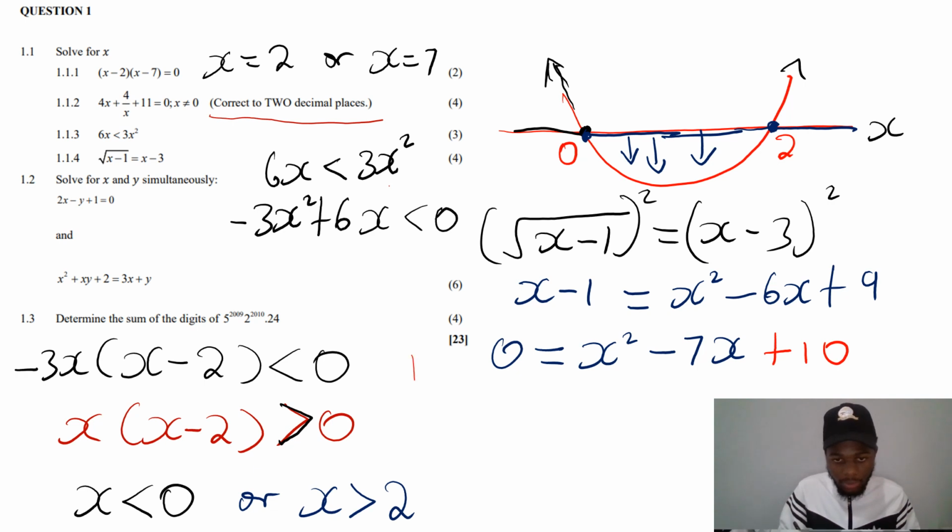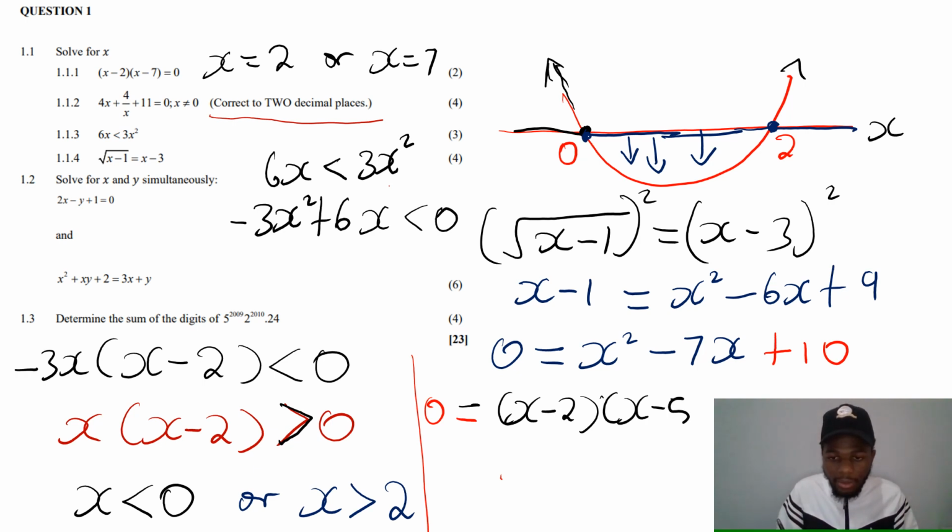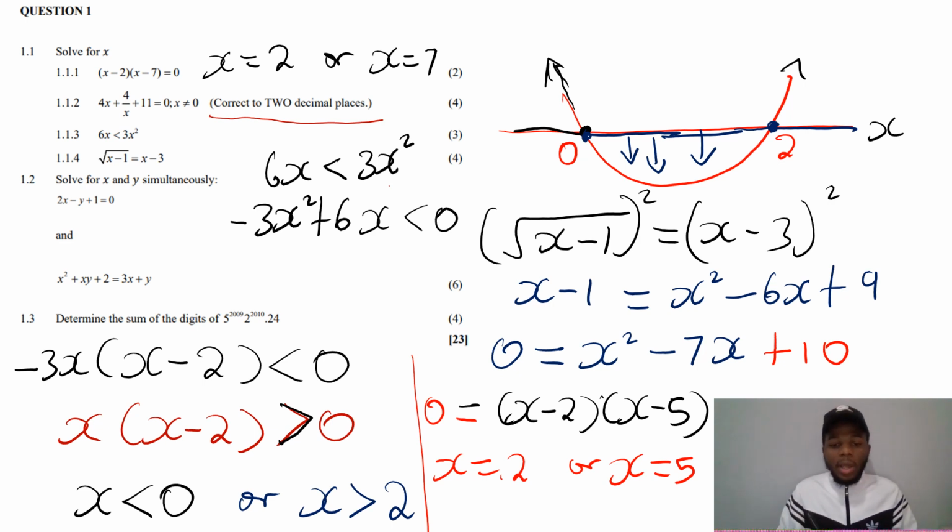So this one is going to be 0 equal to x squared minus 7x plus 10. You can still use the quadratic formula, or you factorize this one. If we factorize, we will have x minus 2 and then x minus 5. These will be our factors. Then x is equal to 2 or x is equal to 5. Okay, perfect. We are not done.